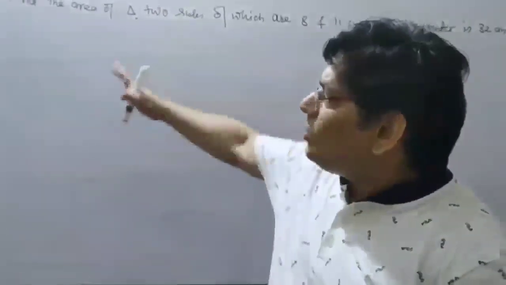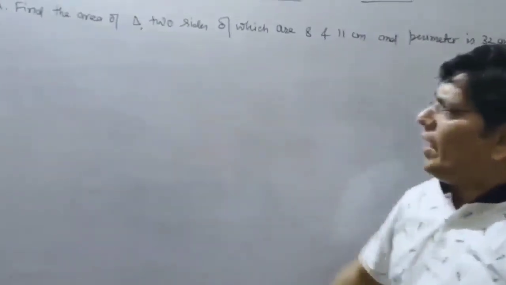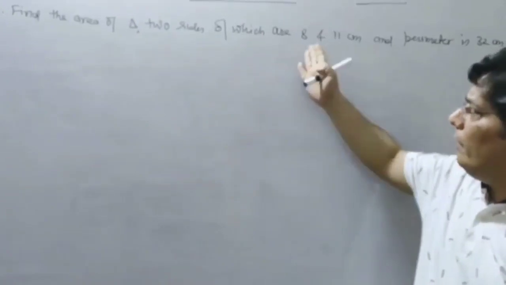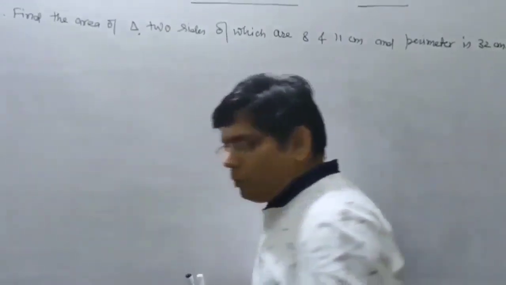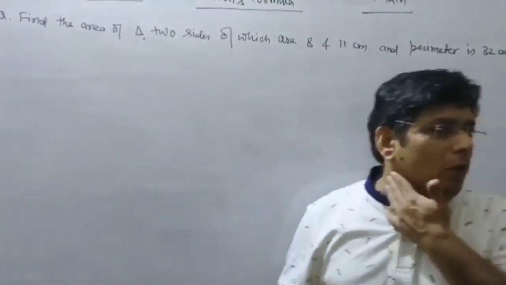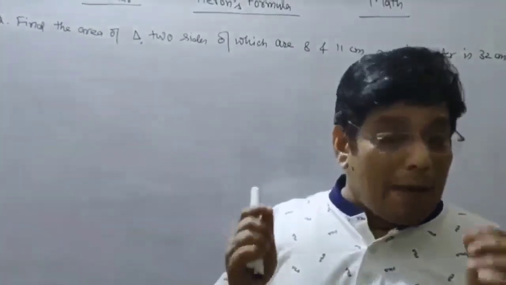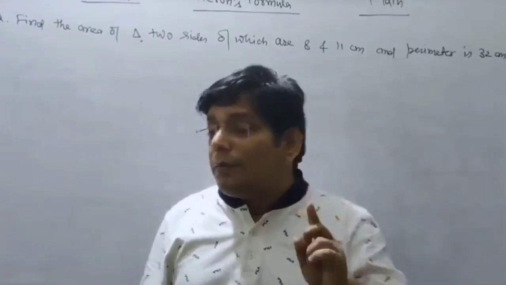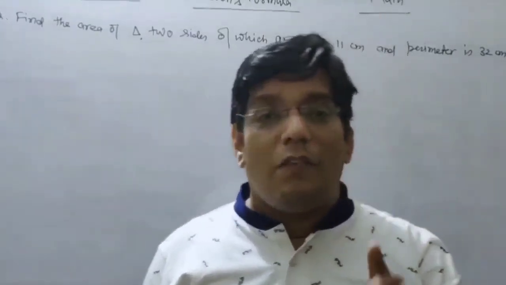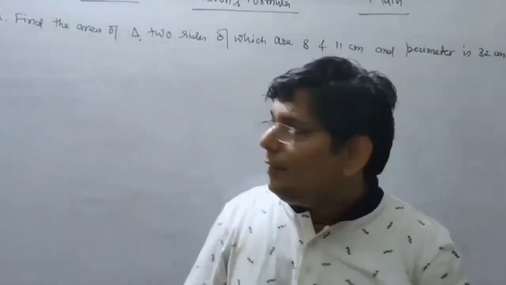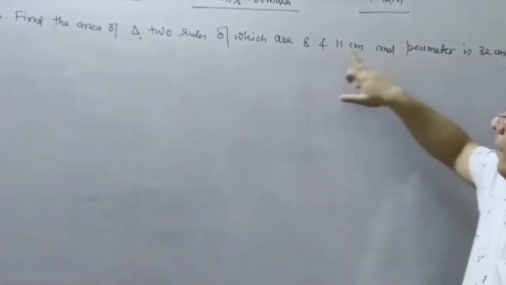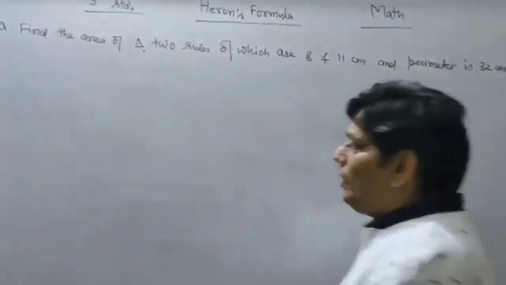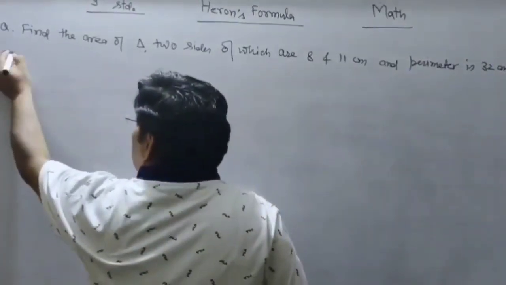Now the next question is, find the area of a triangle when two sides are 8 and 11 centimeter and the perimeter is 32 centimeter. In that question you have to use the area of triangle. I told you we will calculate Heron's formula when the 3 sides of a triangle are given. But here you have 2 sides, and in place of the third side you have the perimeter given. So in the solution, what do we have to keep in mind?